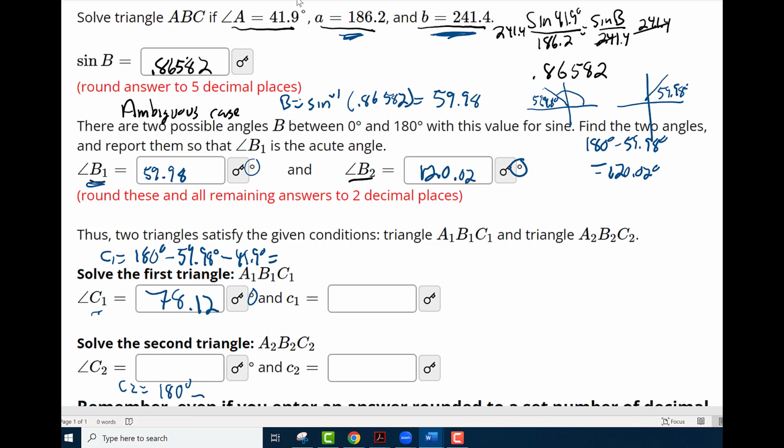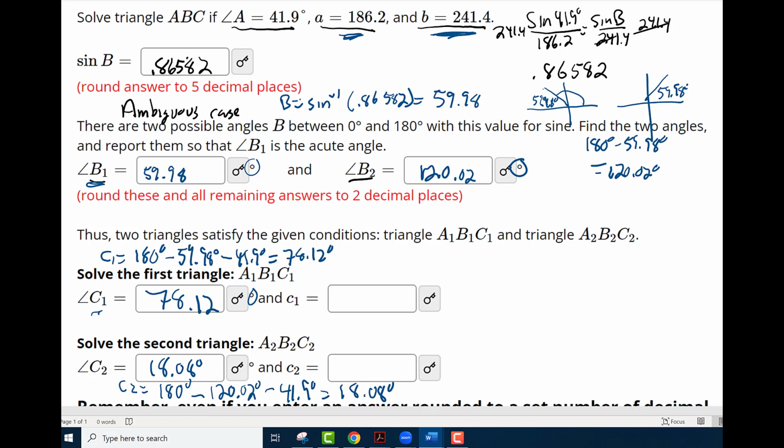I just realized on this one I should have written 120.02. Okay, 180 degrees minus the 120.02 degrees minus that A, 41.9 degrees. What do we get for that? I get 18.08. Yeah, it's getting sloppy down there. It's hard to write at the bottom of the screen, not that I've mastered writing on the screen in general. 18.08. I should have written 78.12 degrees here.